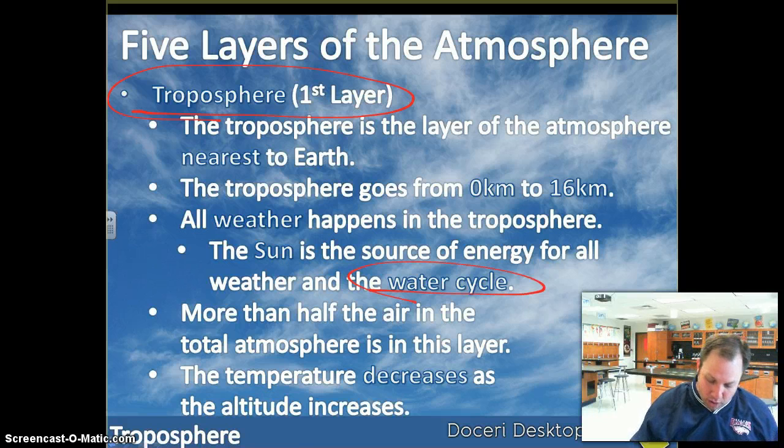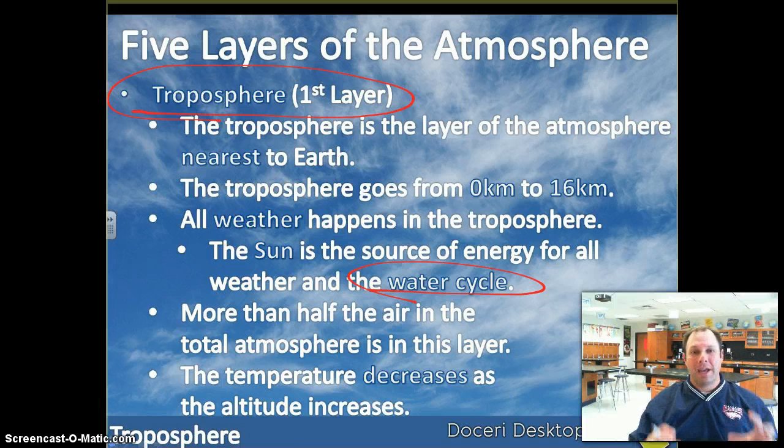That's where we have our water cycle. All of our weather is contained in the troposphere. Clouds, rain, whatever it is, weather, that is in the troposphere, that layer closest to Earth. It's also one of the thinnest layers of the atmosphere.